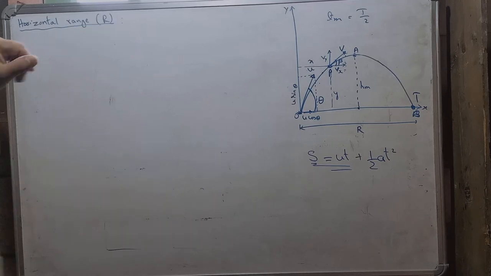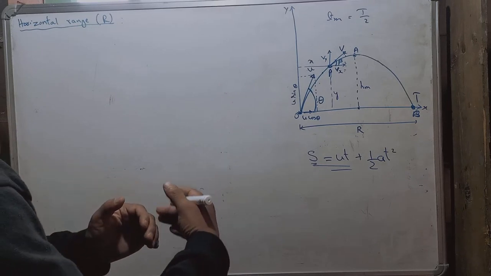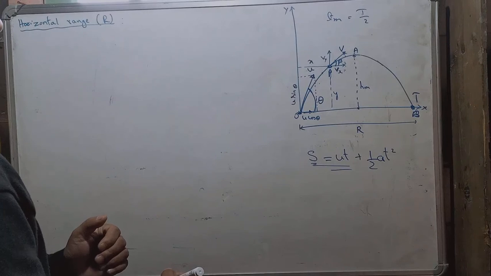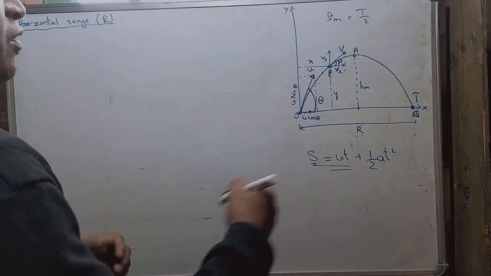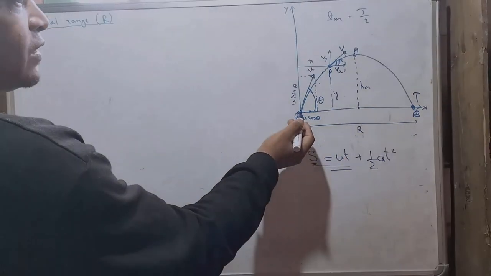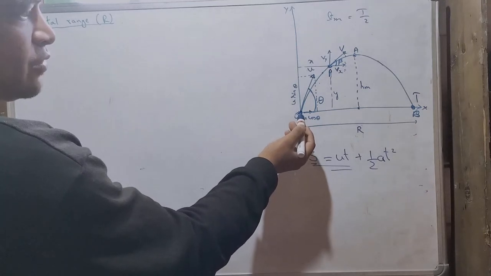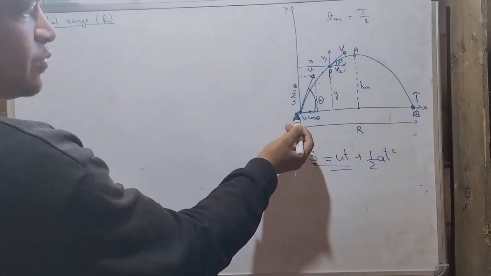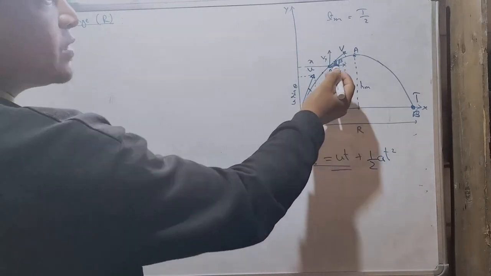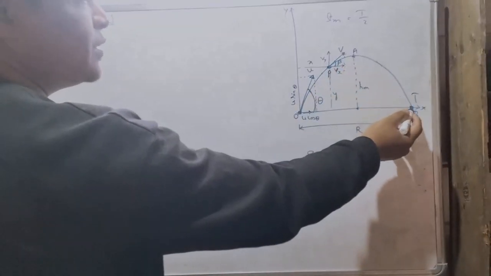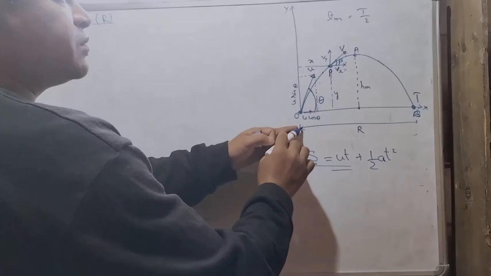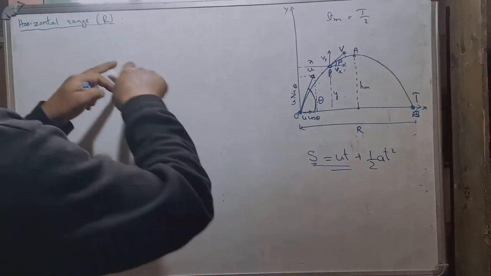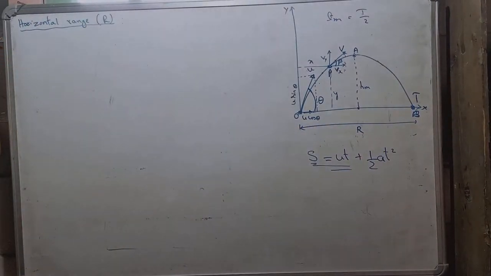Next is horizontal range. The horizontal range is the maximum horizontal distance which a projectile can cover. In this figure, if this is the projectile which is projected from this point O, it goes like this and comes down at point B. So this distance from O to B is known as the horizontal range. We denote the horizontal range by capital R.